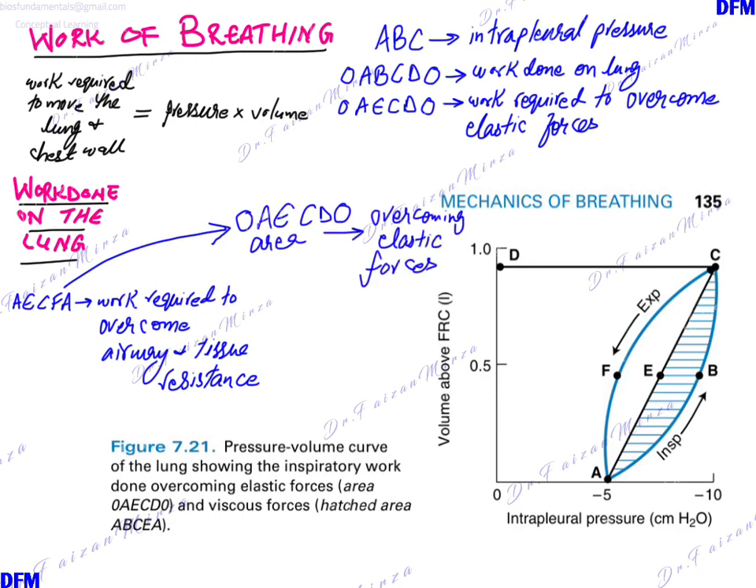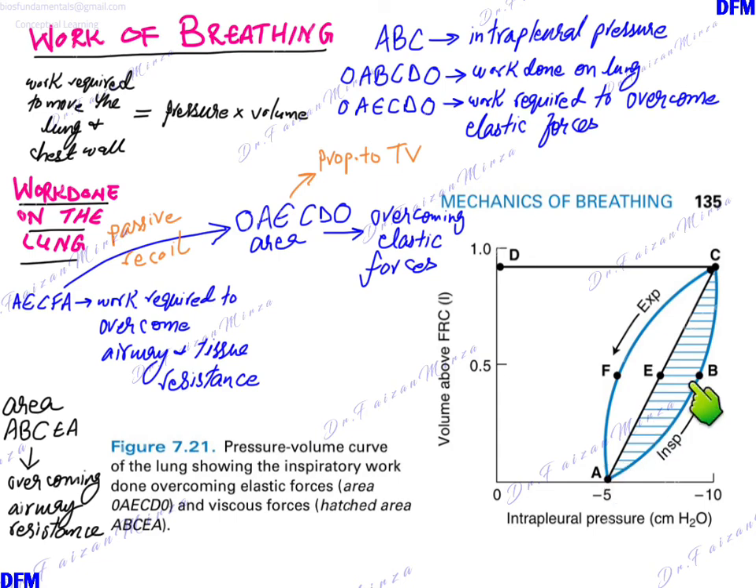OAECDO again is overcoming elastic forces, which I have already discussed. Why am I mentioning it here? Because this area is proportional to tidal volume, and it is because of the passive recoil of the lungs. The area ABCEA is the area which shows overcoming airway resistance, and it is proportional to the breathing rate.